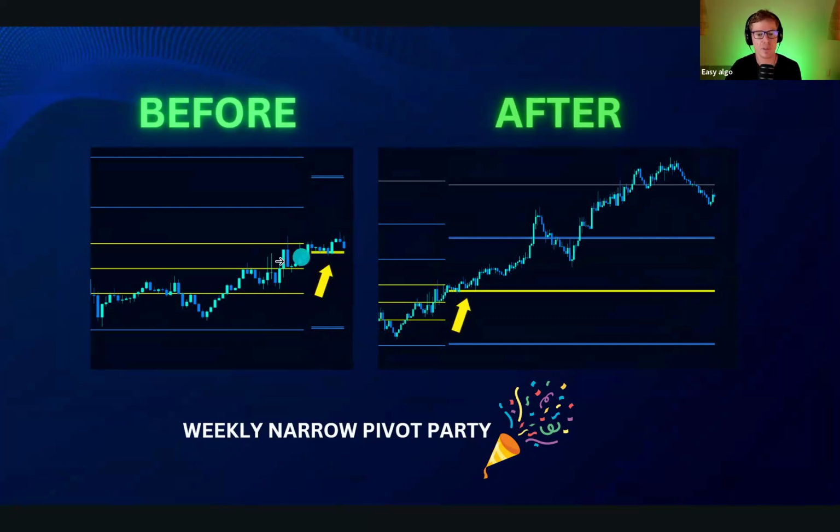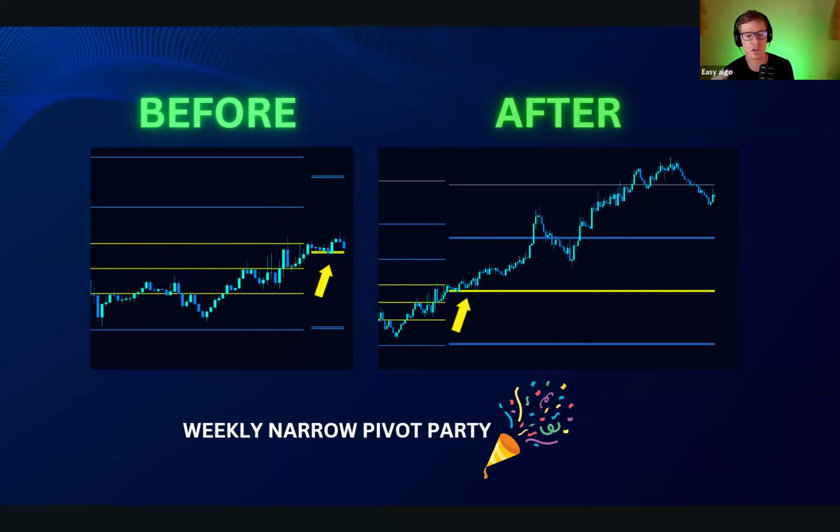So if you look in this example over here, you can see these wide yellow lines. So this is showing us our weekly pivots. This is the previous weeks, and this is the new weeks over here. So what we do is we wait to find these narrow pivots. Basically we scan the market, we find all the tokens with these narrow pivots, and we have the pivot party on Sundays where we go through that. Edward will take you through all of that.